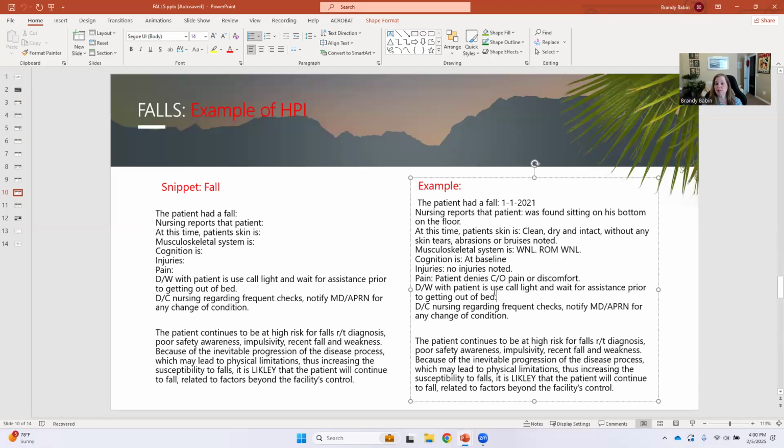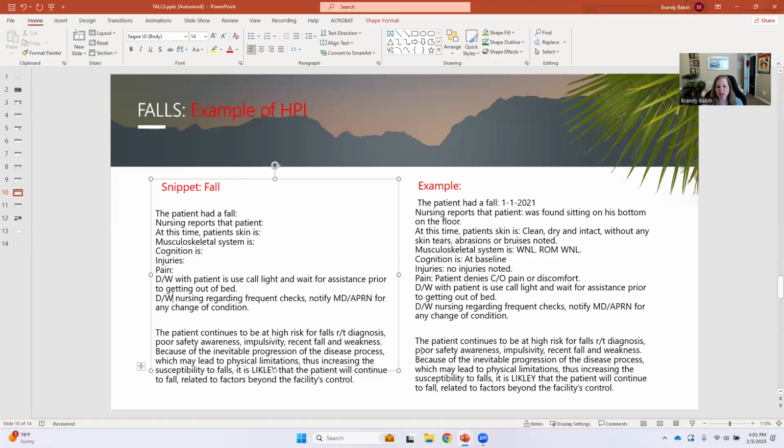And then discussed with patient to use call light and wait for assist prior to getting out of bed. That should be past tense, discussed. Discussed with nursing regarding frequent checks. Notify MD or nurse practitioner of any change of condition. I'll have to check the snippet. The patient continues to be at high risk for falls related to diagnosis, poor safety awareness, impulsivity, recent falls, and weakness. Now, I want you to know that that is a snippet. That's part of the snippet. So you will have to adjust it if applicable.